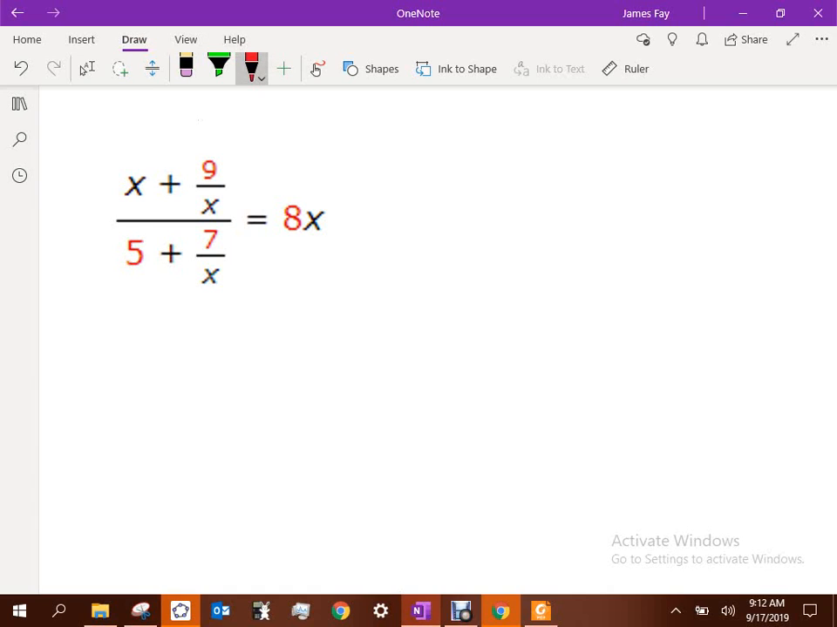All right. So we've got this equation. 2 ways to do it. Let's do it the hard way first. Maybe not the hard way, but the long way.